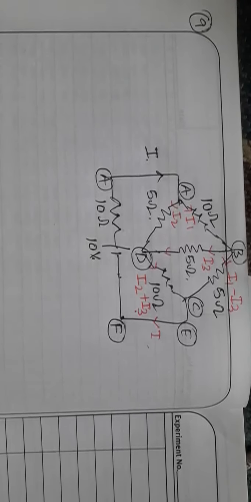Let us solve the next question, question number 9. All of you read this question. The question is: determine the current in each branch of the network as shown in the figure. You can see the diagram given in NCERT book 2.